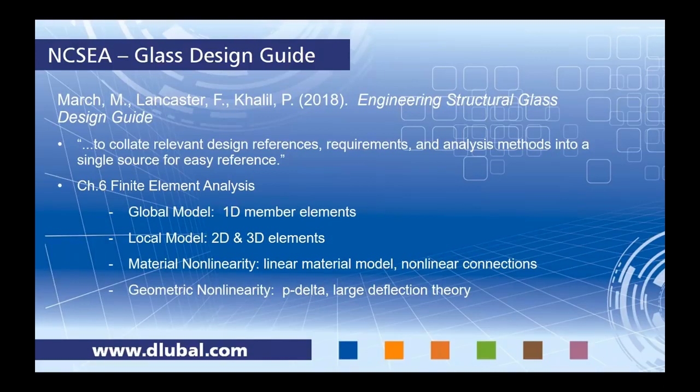The other option when we need to get a little bit more complex is to run a local model. Now, local models in the design guide, they reference 2D and 3D elements. So this is what we're doing with RF glass, with surface elements and solid elements. Now, this is more applicable for getting behavior on plate bending, things like shear transfer, which we just touched on.